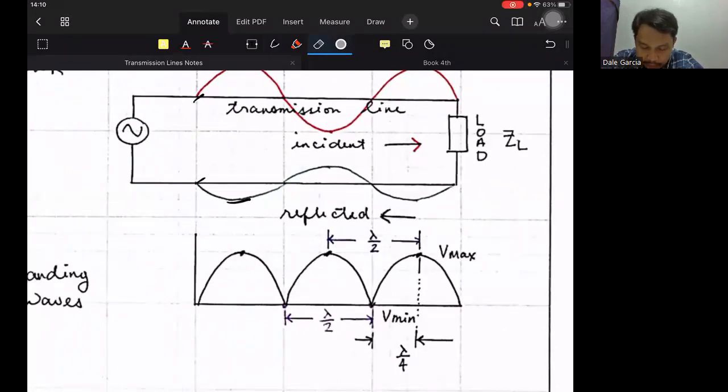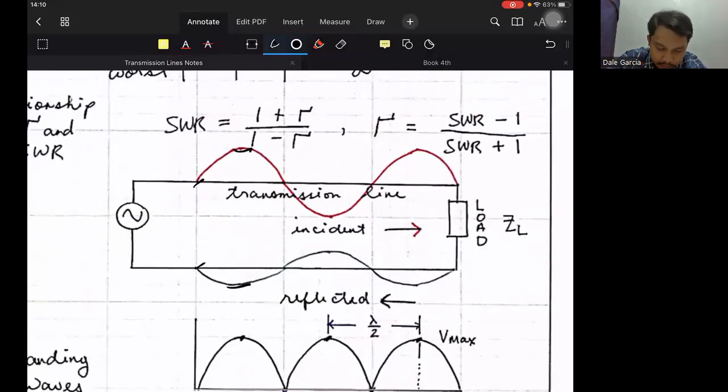Notice that the distance from Vmax to Vmax is 1/2 the wavelength. This is an observable fact. Again, the distance between the maximum values is 1/2 wavelength. So, for example, the distance between this point and this point right here is 1/2 of the wavelength of the signal passing through the transmission line.